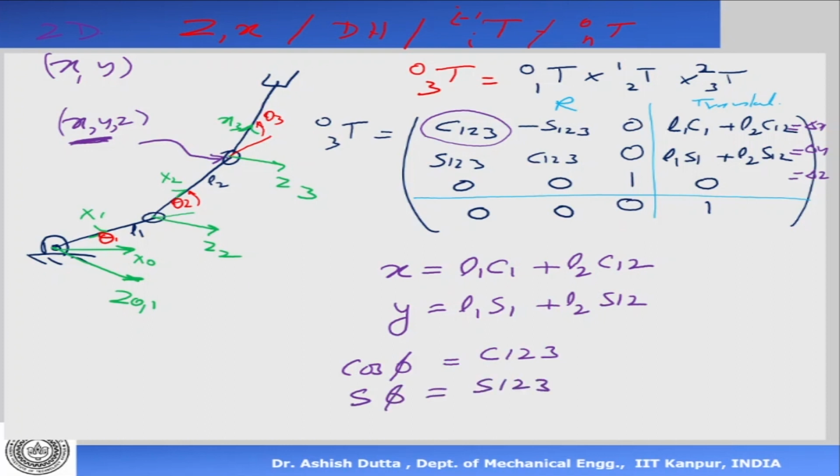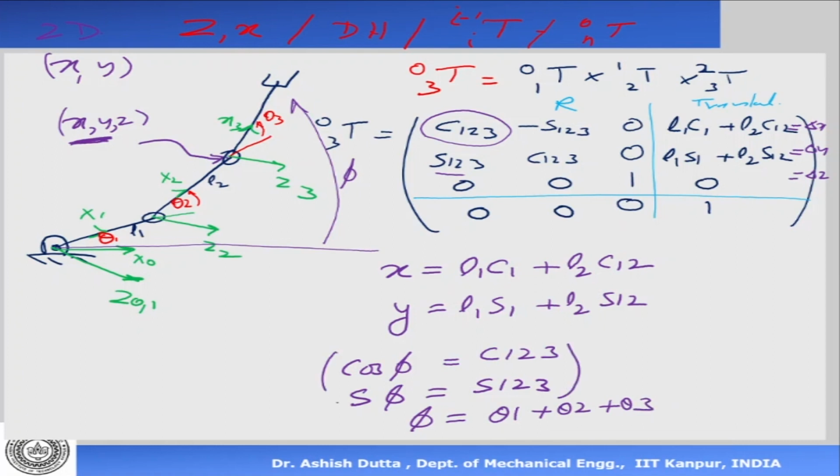Okay, so that's where it's coming from. So the total angle, if this is my total angle phi, then phi is equal to theta 1 plus theta 2 plus theta 3, because this is a planar manipulator.